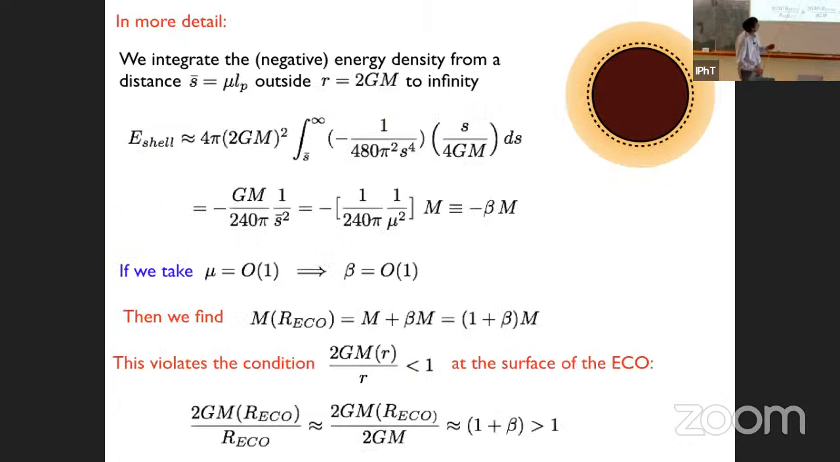And let's just look at a few of the steps. So here we compute the energy of this shell of radiation here. It's a negative energy density. So that's what the minus sign is doing. It's the Casimir energy of that for the Boulware vacuum.